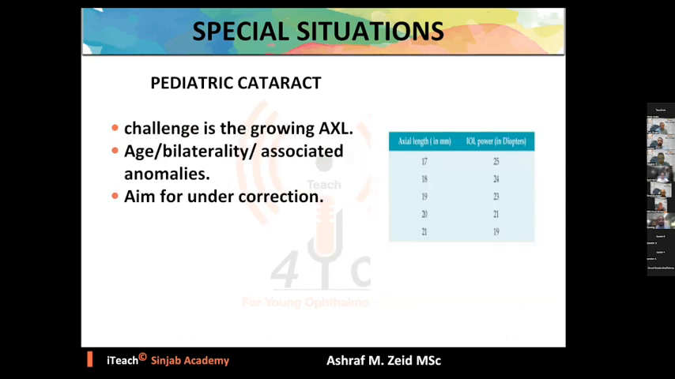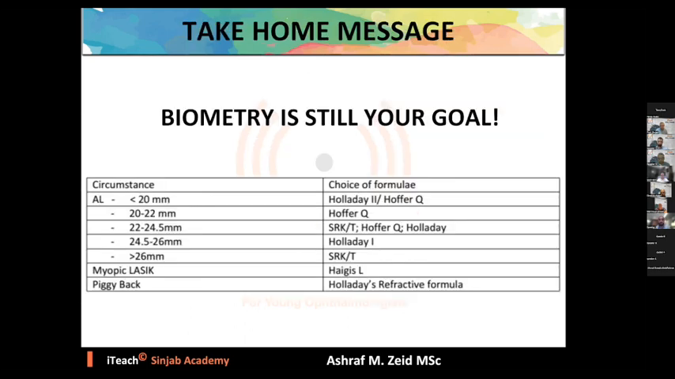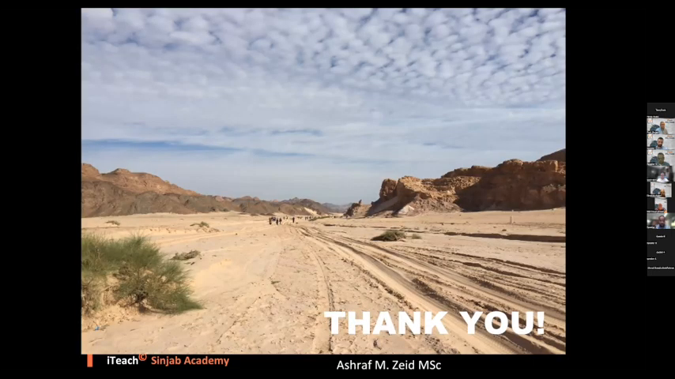Pediatric cataract, the challenge is growing axial length, age, bilaterality, and associated anomalies. Usually you aim for undercorrection to develop the near vision properly, because this is the most needed in the pediatric age. The take-home message is biometry is still your goal. You must know this table. It's very nice regarding the recommendation of the American Academy. And thank you very much.